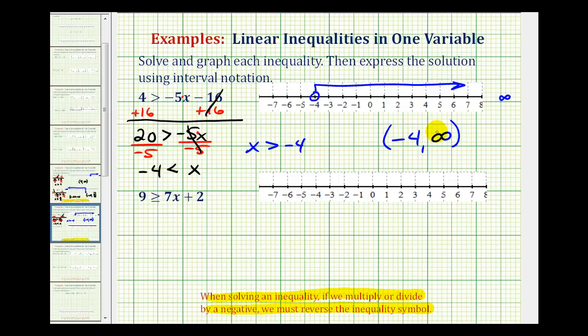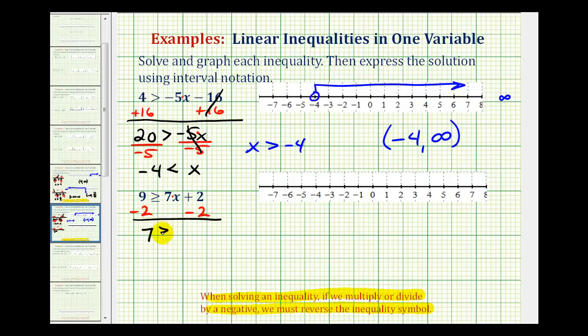Now let's take a look at the second example. We want to isolate the x on the right side, so we want to undo this addition and undo this multiplication here. We want to undo the addition first, so we'll subtract 2 on both sides of the inequality. 9 minus 2 is 7.